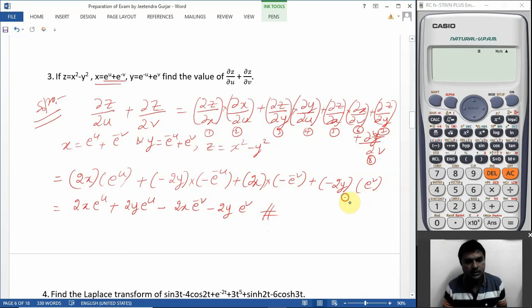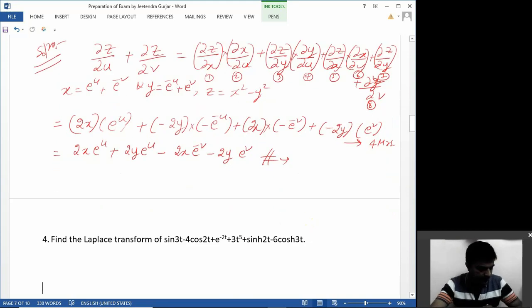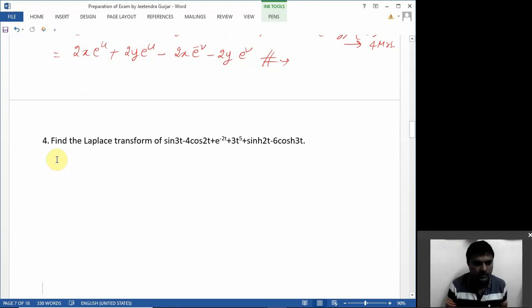So this part is of 4 marks. Yes, friends, it is of 4 marks, and this part is of 2 to 3 marks. So you will get 6 to 7 marks. Okay, students, we'll go immediately to the next question quickly. We don't have time. We are losing the time. Okay, so fourth one, friends.